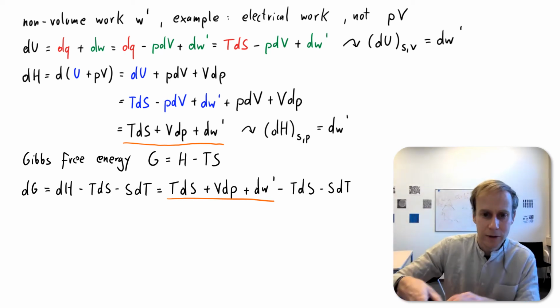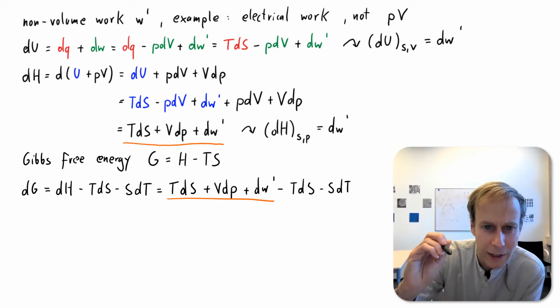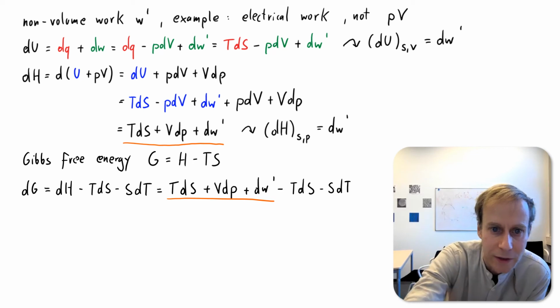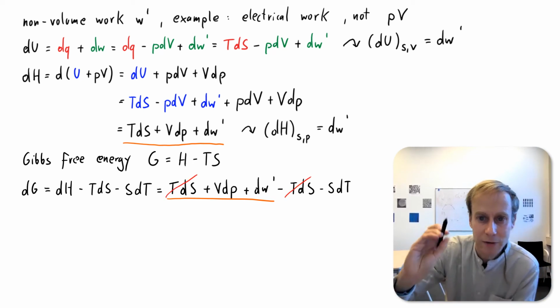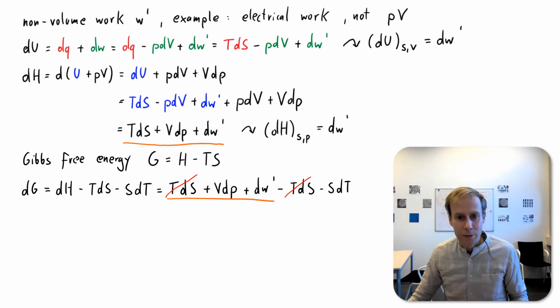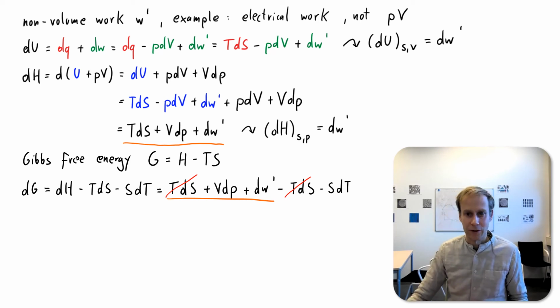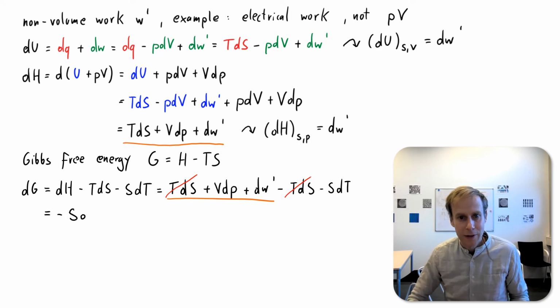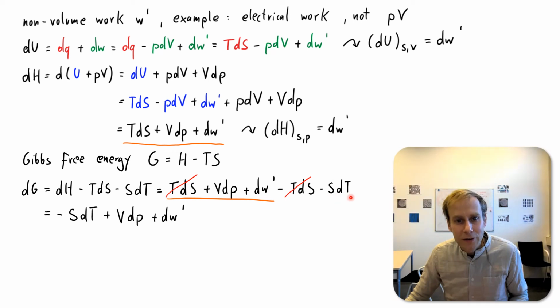Okay, let's take a look which terms stay. I see here there's a minus TdS, a plus TdS, and here's a minus TdS. So these two go away. Now there's no more entropy change there to express a Gibbs free energy change. Nice. Let's see what that leads to. It just leads to minus SdT plus VdP plus the change or the non-volume work here, right?